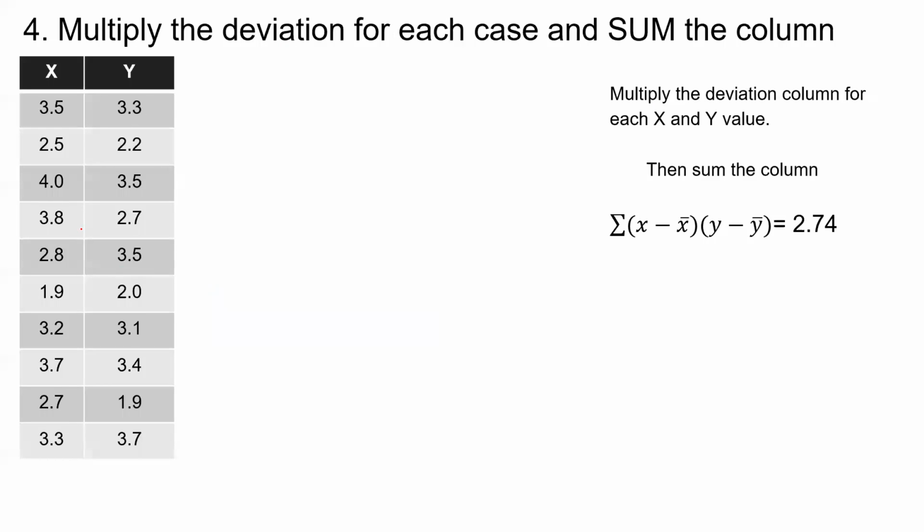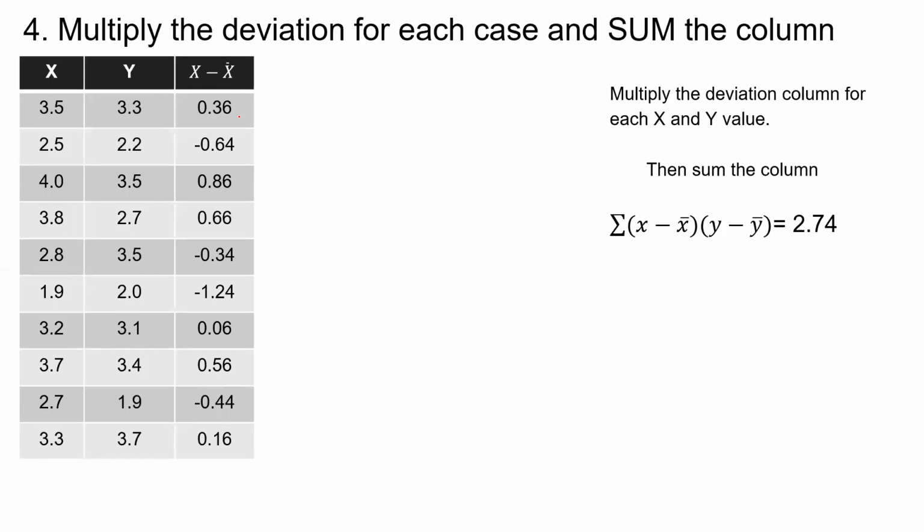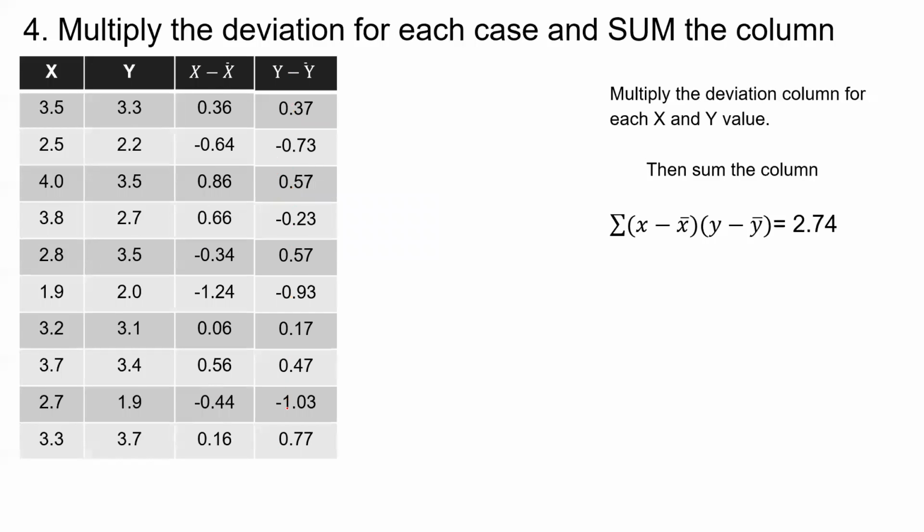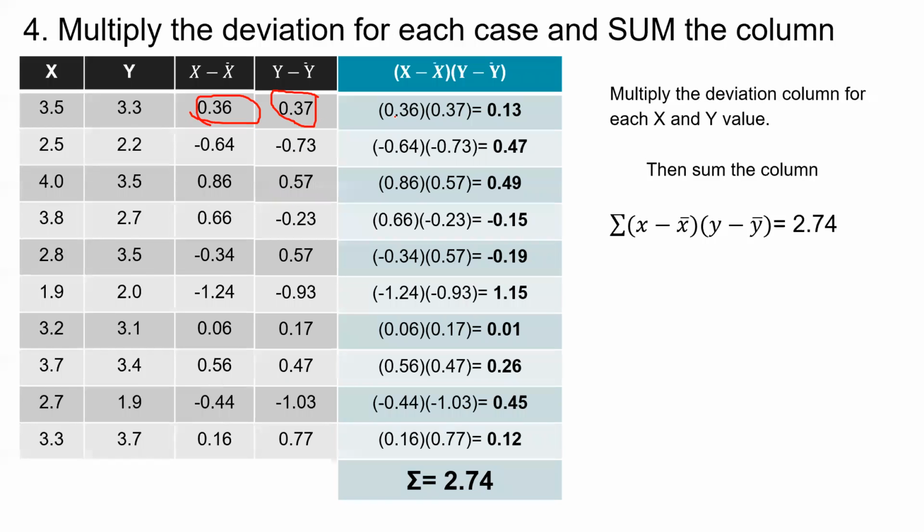The fourth step is to multiply the deviation scores for each case and sum the column. So we have our X column and our Y column. So here are our deviation scores that we did before for X, and here are our deviation scores for Y. And now we're going to take this number and multiply it by this number in each row. So 0.36 multiplied by 0.37 is 0.13. Negative 0.64 multiplied by negative 0.73 is 0.47.